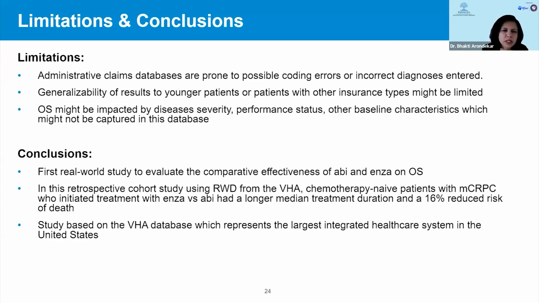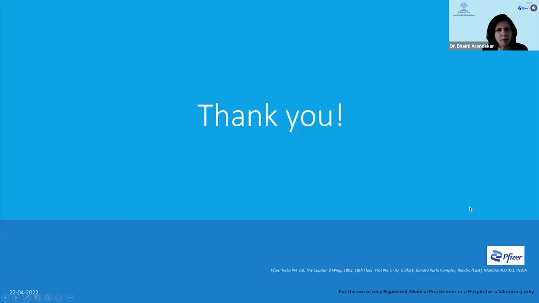So in conclusion, this study showed that in this particular cohort of patients, and this was a cohort analysis, those patients who were chemo naive and were treated with enzalutamide had a longer median treatment duration versus those patients who were treated with abiraterone. And I think that was it in terms of the example that I had.